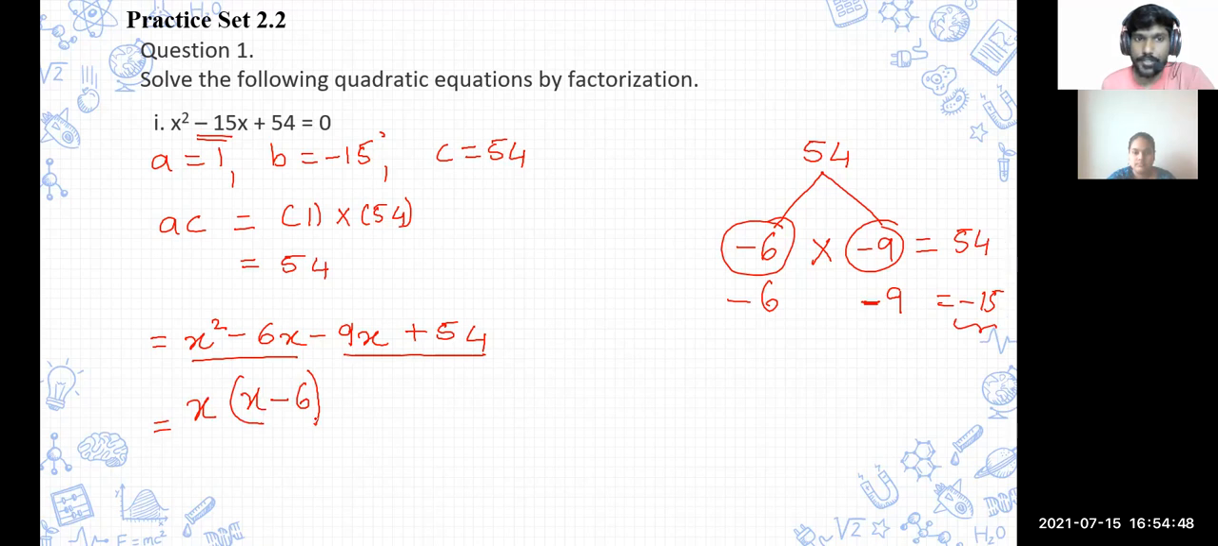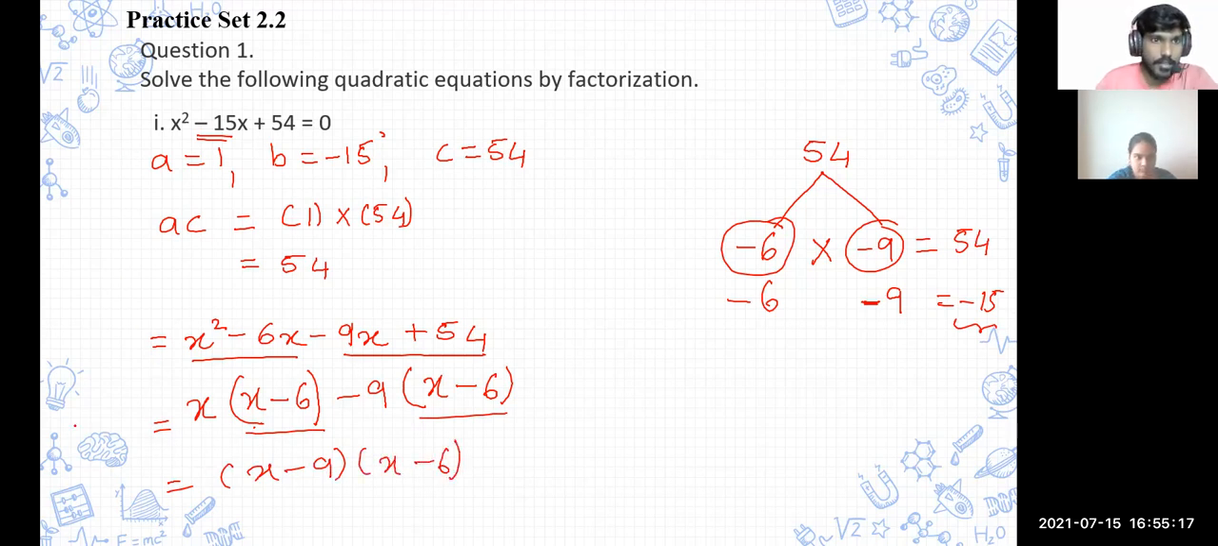Now from the next pair, minus 9x and plus 54, you will take minus 9 outside. Then it will be x minus 6. Now you see this bracket, x minus 6, is common. So it becomes x minus 9 into x minus 6.